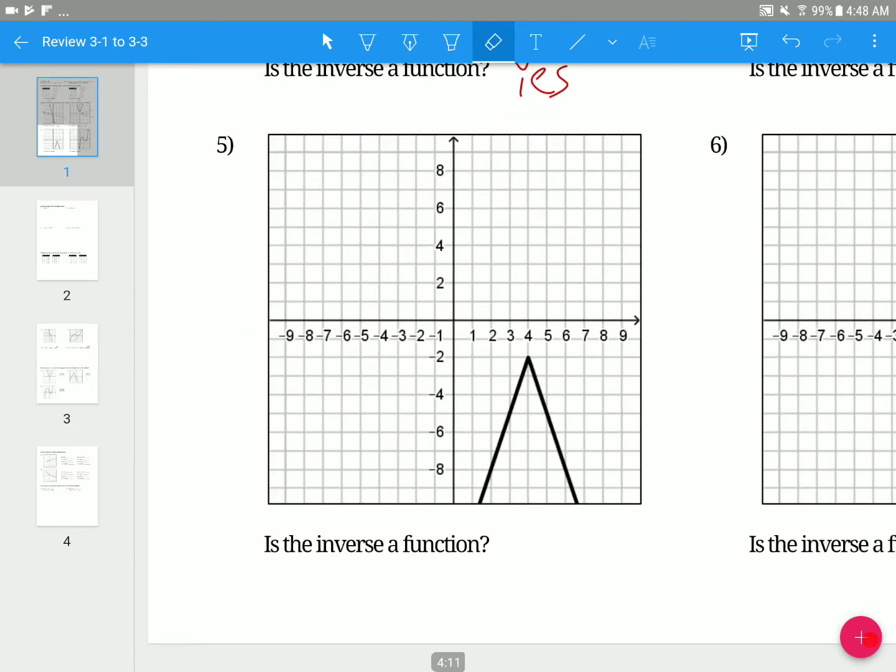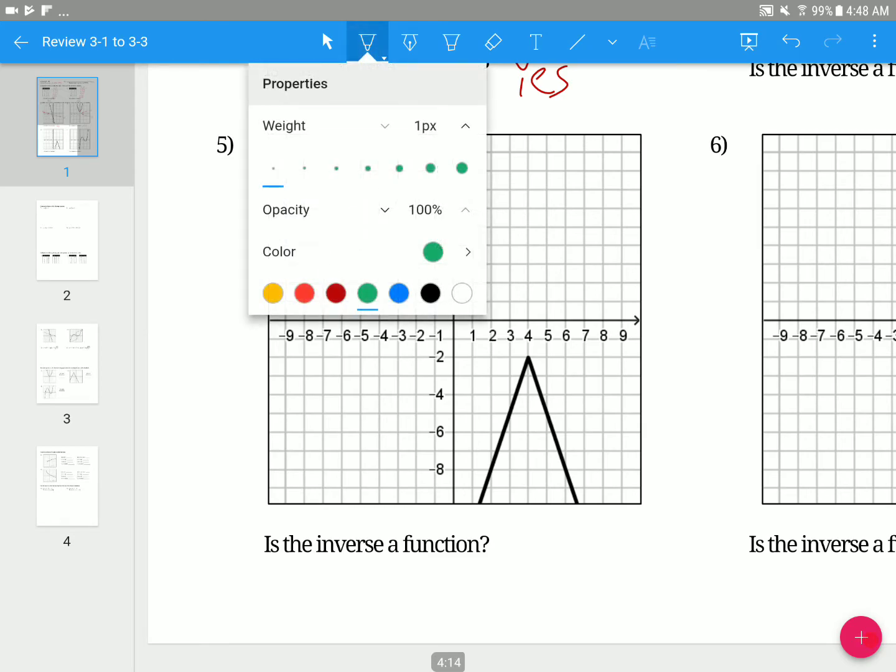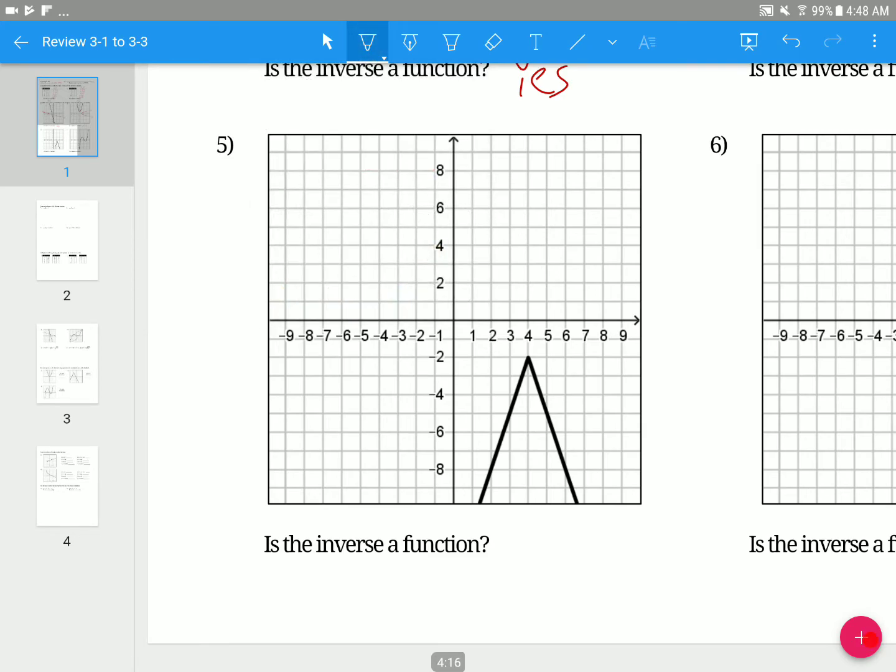Pause the video and try 5 and 6, but I'm going to go ahead and do them right now. Hopefully you paused and tried it on your own. If you didn't, oh well, shame on you. 4, -2. We'll start with the vertex. So then I'm going to go -2, 4. And then we'll just keep on rolling. I'll find another point. Next point I see is 5, -5. So -5, 5.